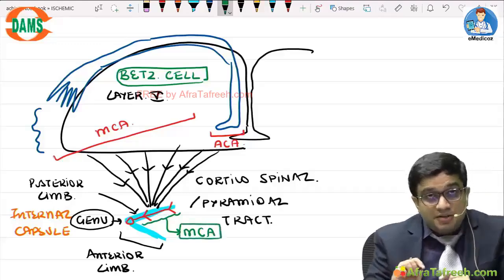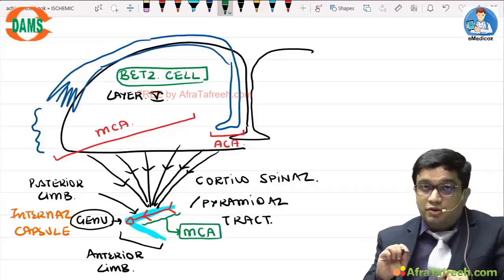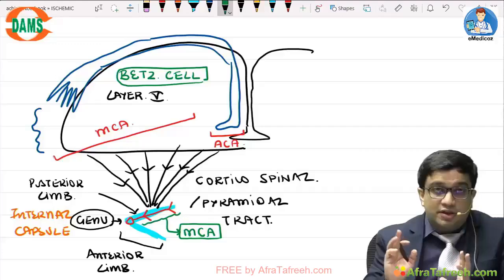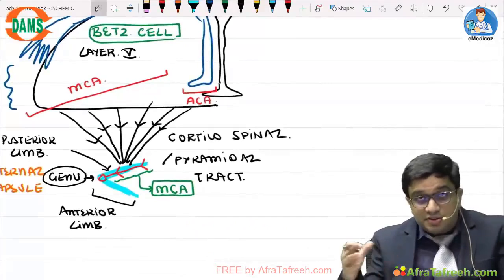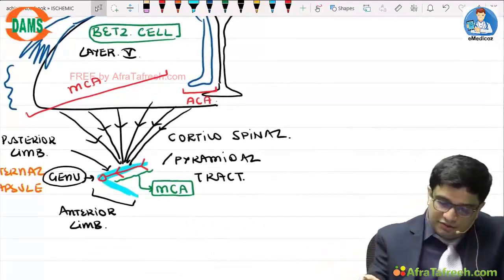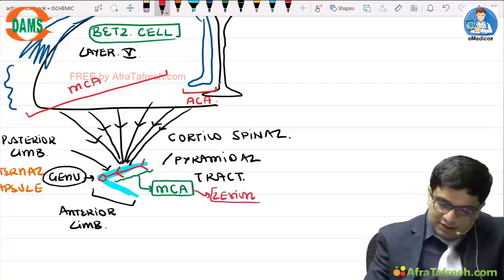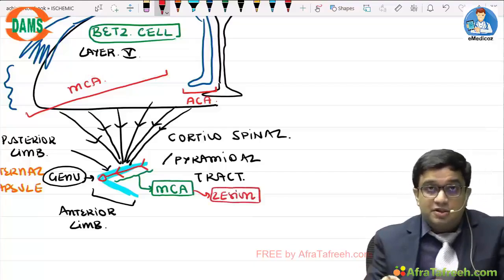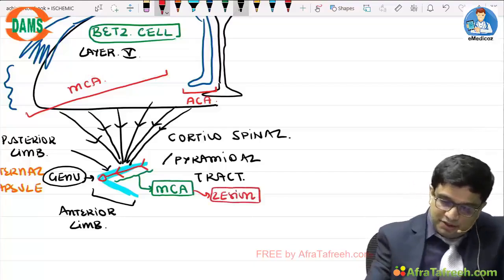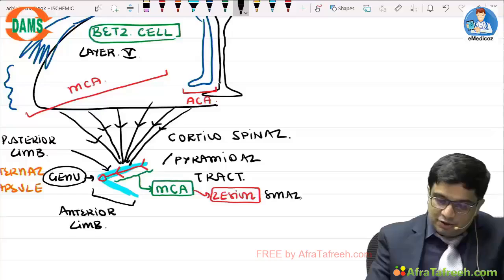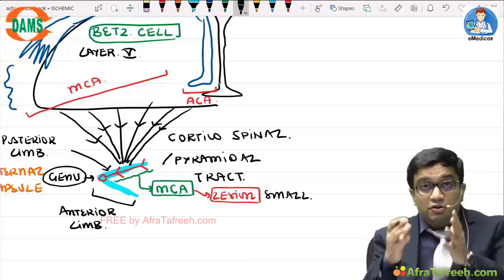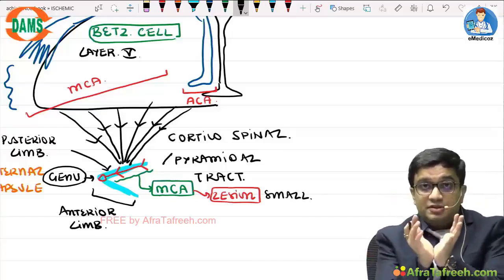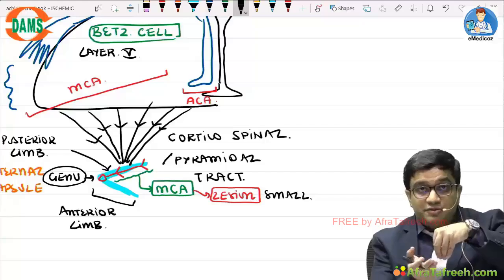So the MCA supplies the posterior limb of internal capsule, where all the corticospinal fibers are sitting, right? Now why I'm telling this story: we'll consider MCA separately after this, but if at all there is a lesion in the MCA territory in the posterior limb of internal capsule, that particular lesion is going to be very, very small. But if I look at the deficit, it's going to be big, because all the corticospinal fibers which are funneling like this, at the point of convergence I've cut them, right?